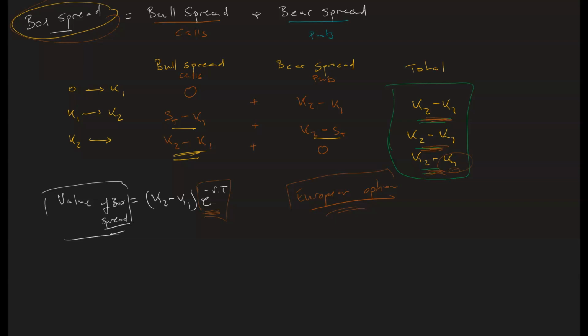So, in the last video, we talked about a few different strategies: bull spread using call, bear spread using put. We said you could also construct a bull spread using puts, and a bear spread using calls. And then we put together a bull spread using calls and a bear spread using put in order to construct essentially a box spread. So in this video, I'm going to continue and look at a couple of other strategies.